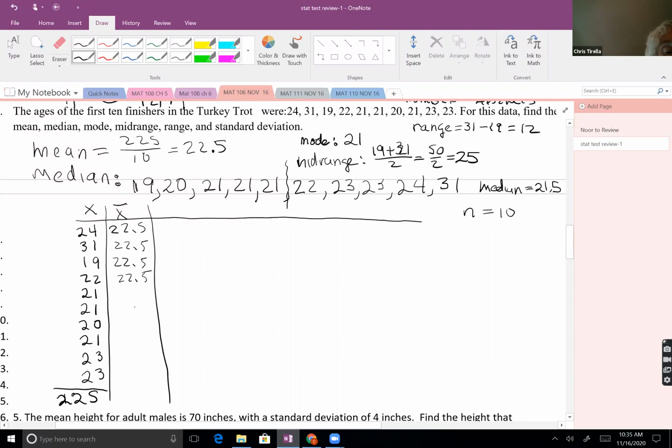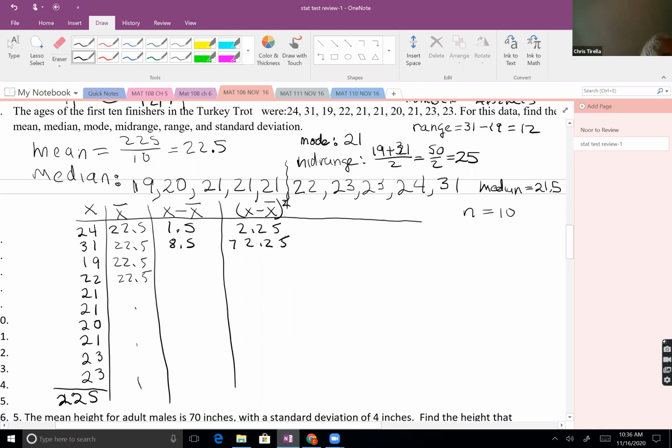And I'm getting lazy, so I'm going to stop writing it and subtract it from each of these. So 24 minus 22.5 gives me 1.5. And I'm going to square them as I work across because it's easier for me to square it while it's in my calculator. 1.5 squared is 2.25. Then let's see, 31 minus 22.5 is 8.5. Squared is 72.25.